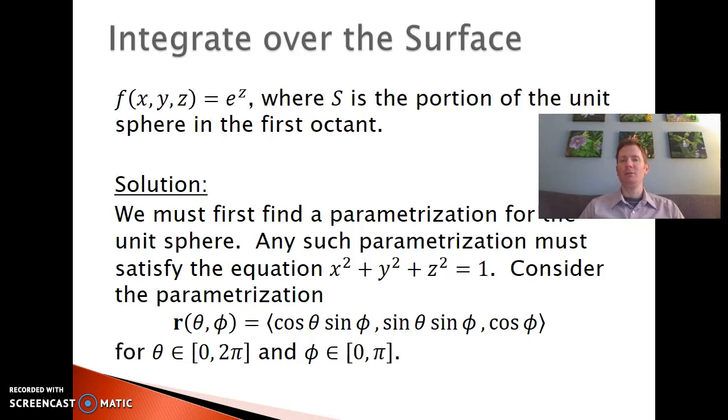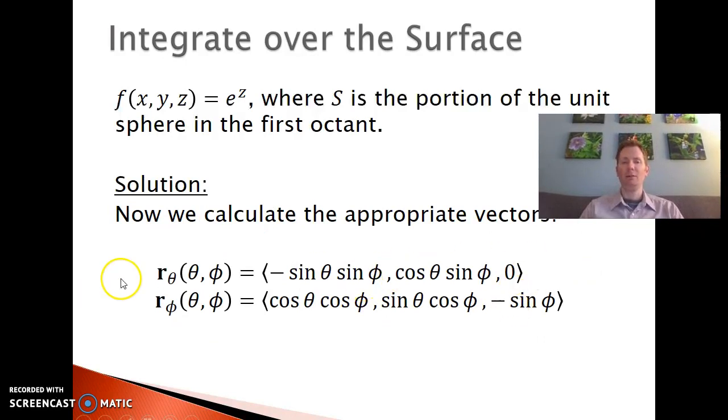Once we have the parameterization for the unit sphere, we can then calculate the partial derivative vector functions. Since I used theta and phi for spherical coordinates instead of u and v, we're going to find r sub theta and r sub phi. Again, those just indicate partial derivative functions. So we're going to find the partial derivative of each component with respect to theta, and then do it again with respect to phi. If we do that, you should get these two partial derivative vector functions. I leave it to you to verify that those are the exact answers.